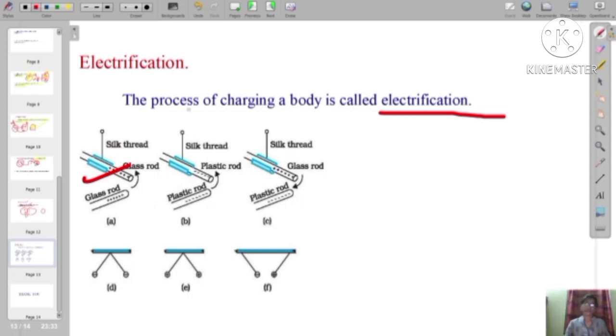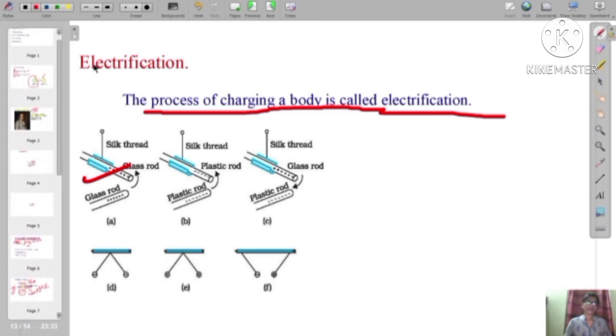I hope you have understood. So what is electrification? The process of charging a body is called electrification. You can see many examples. Charging, in the sense, either it may be rubbing or it may be friction, in the sense rubbing only. I hope you have understood in complete today's class.